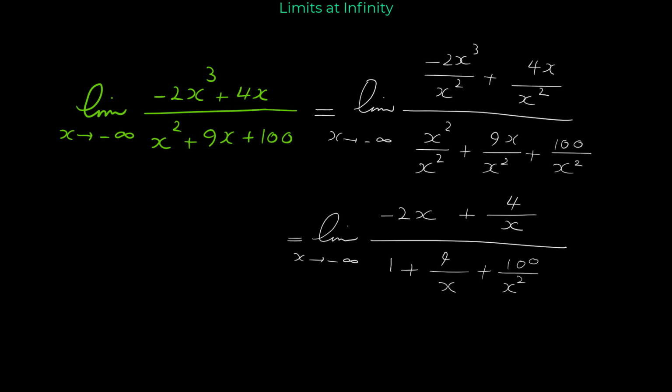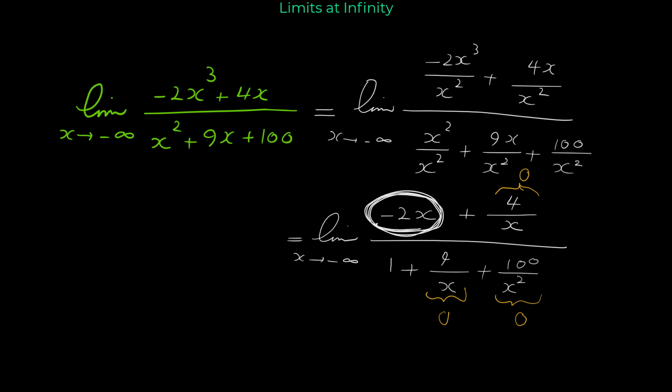Can you find the limits that are 0? Limit of 4 over x, 0. 9 over x, 0. And 100 over x2 is also 0. But this is a bit different than the previous example. Here we have this term, which is not 0. We have negative 2 times x, and x goes to infinity. So basically these limits, limit of 4 over x, 9 over x, 100 over x to the 2, are 0, but we still have this negative 2x.